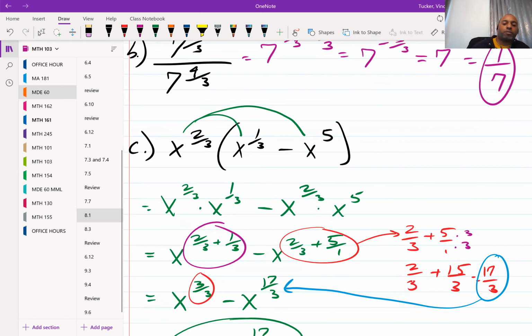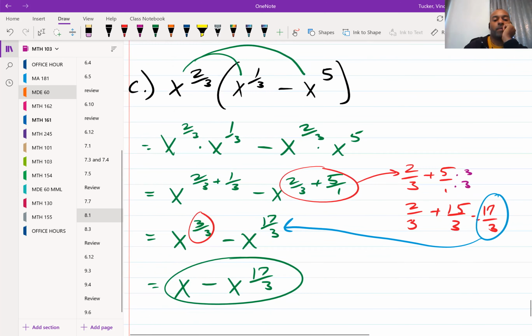Here we already had common denominators, 2/3 plus 1/3 will give you 3/3. Here we need to get common denominators. So 2/3 plus 5 over 1, that 5 over 1, you would turn into 15 over 3 by multiplying top and bottom by 3, so you can add it to the 2/3. So that would be 17 over 3, and that will be my new fraction for my exponent. And here, this 3 over 3 simplifies to 1. So that would be x minus x to the 17/3 power. Any problems?